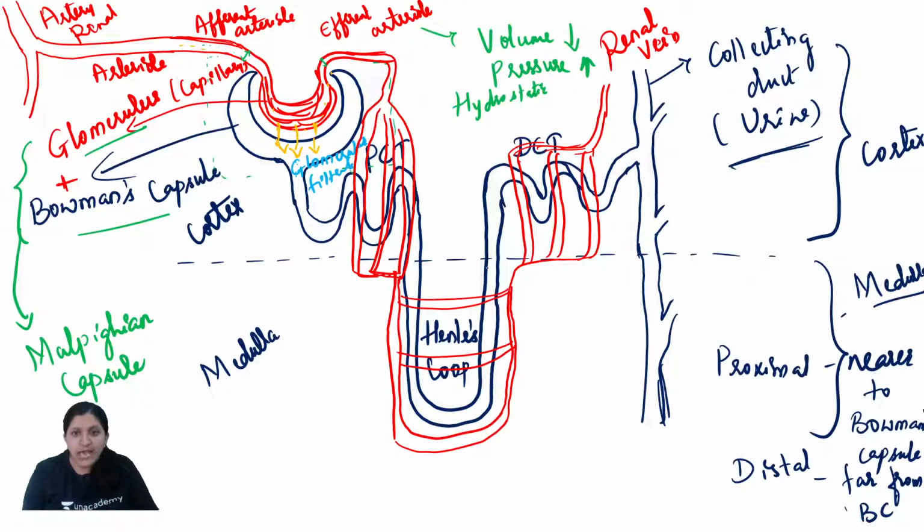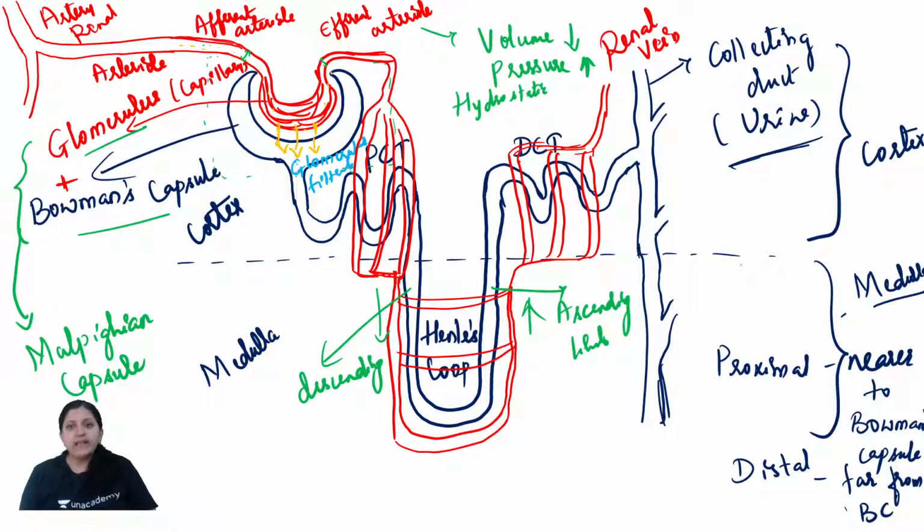Now this Henle's loop, what you find is this limb, the one which is coming down, we call a descending limb. So this is a descending Henle's loop. Then there is the ascending Henle's loop. This one is going up, so it is moving in this direction. So here it is an ascending limb, or ascending loop of Henle, and these are the structures.